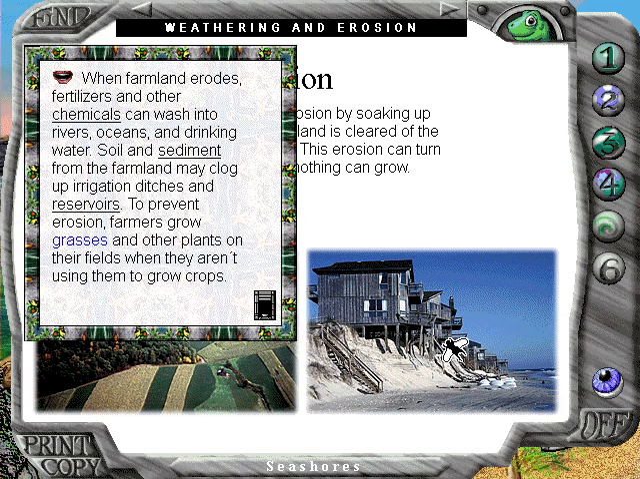When farmland erodes, fertilizers and other chemicals can wash into rivers, oceans, and drinking water. Soil and sediment from the farmland may clog up irrigation ditches and reservoirs. To prevent erosion, farmers grow grasses and other plants on their fields when they aren't using them to grow crops.